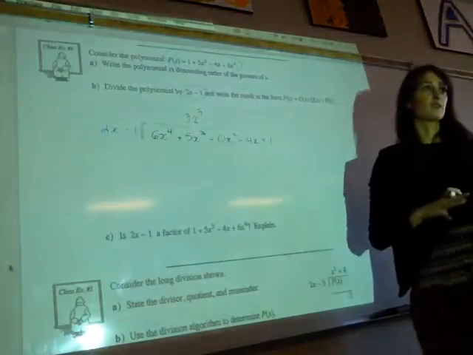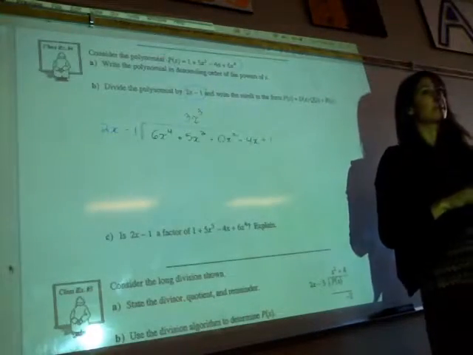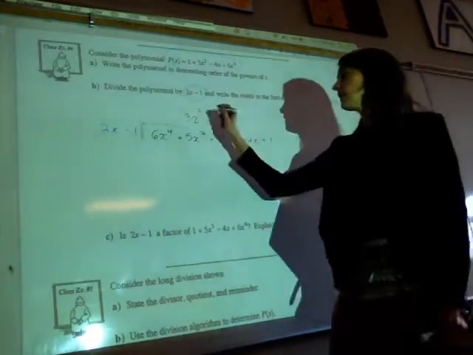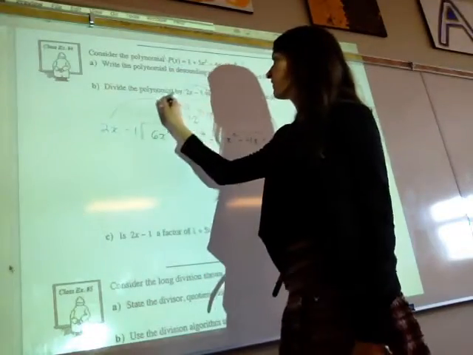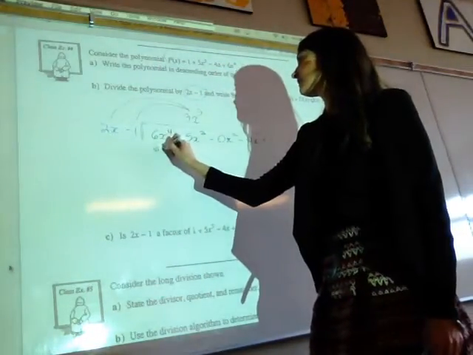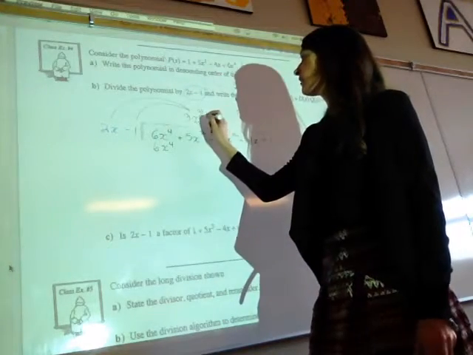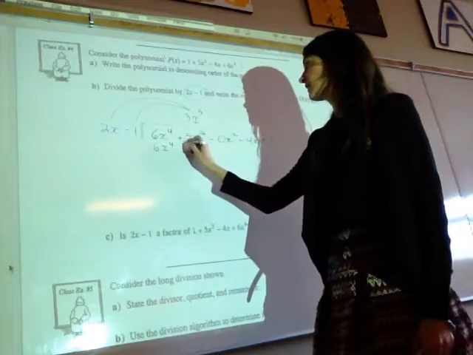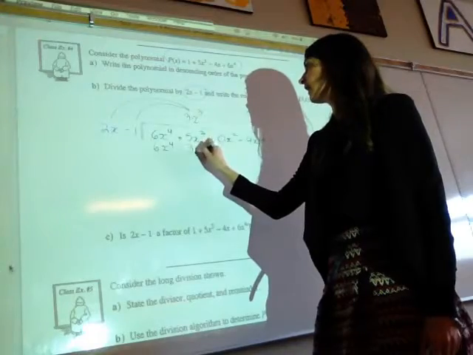What do I do with that 3x cubed? Times it by 2. Good. You multiply it by both terms in the divisor. So 3x cubed times 2x gives me 6x to the power of 4. And 3x cubed times negative 1 gives me negative 3x cubed.